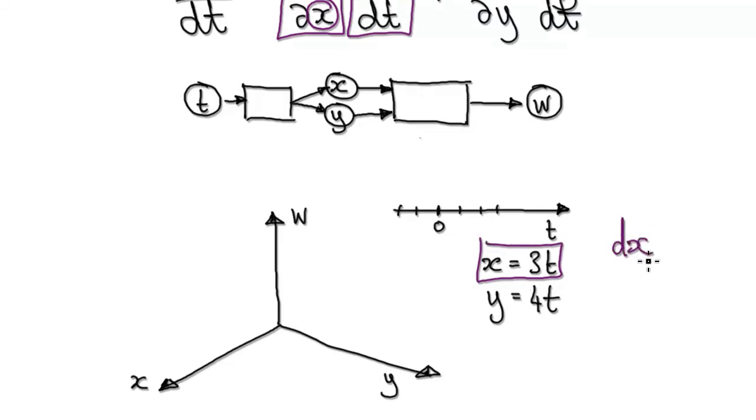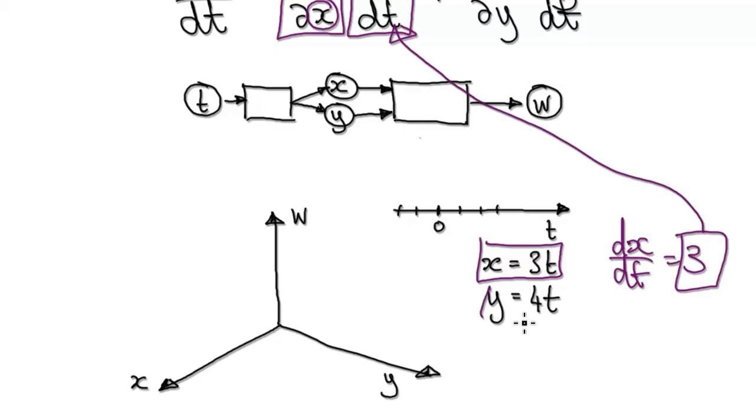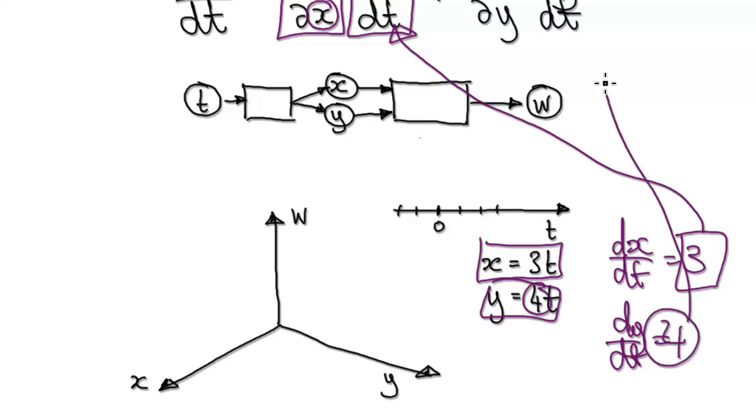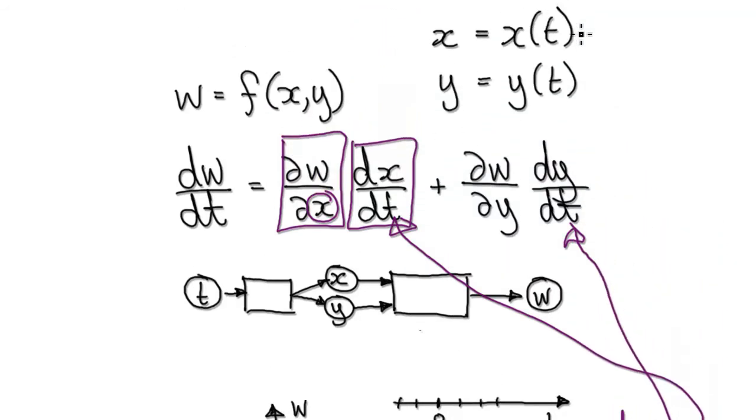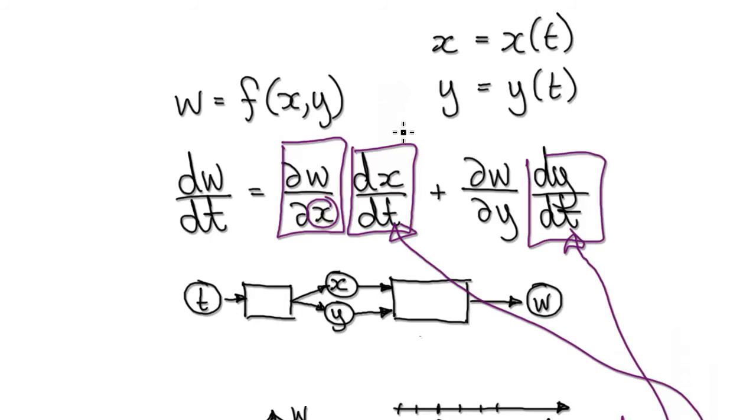In our case, dx by dt is you simply differentiating this, which equals 3. So you would put this 3 into here, and if you look at the y, dy by dt equals 4, so you would put the 4 into here. So you would put the 3 in here and put a 4 in here, because what this means is, after a unit of time, it would have moved 4 across in the y direction, and after a unit of time, it would have moved 3 across in the x direction.